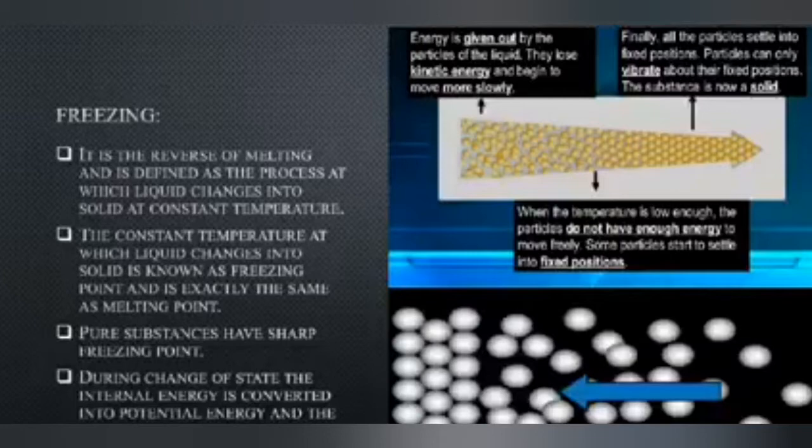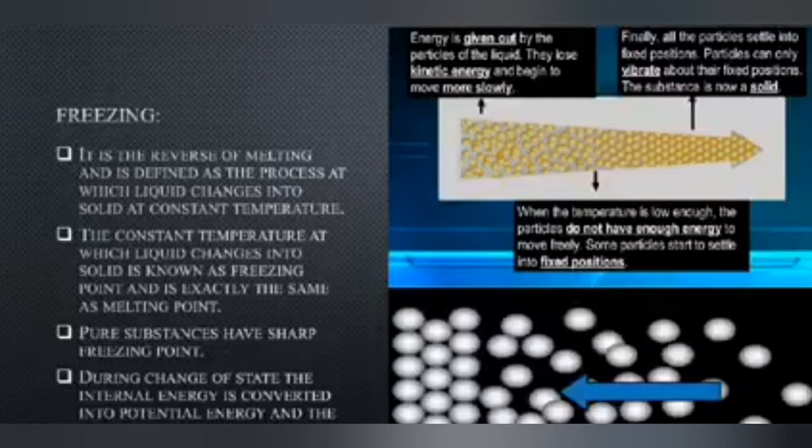So what is freezing? In melting, the solid substance changes into liquid substance at constant temperature. So freezing is the process in which the liquid substance changes into solid, again as it is the process of change of state. So you need to mention at constant temperature compulsorily. The constant temperature at which the liquid substance changes into solid substance is known as freezing point, and it is exactly the same as the melting point.